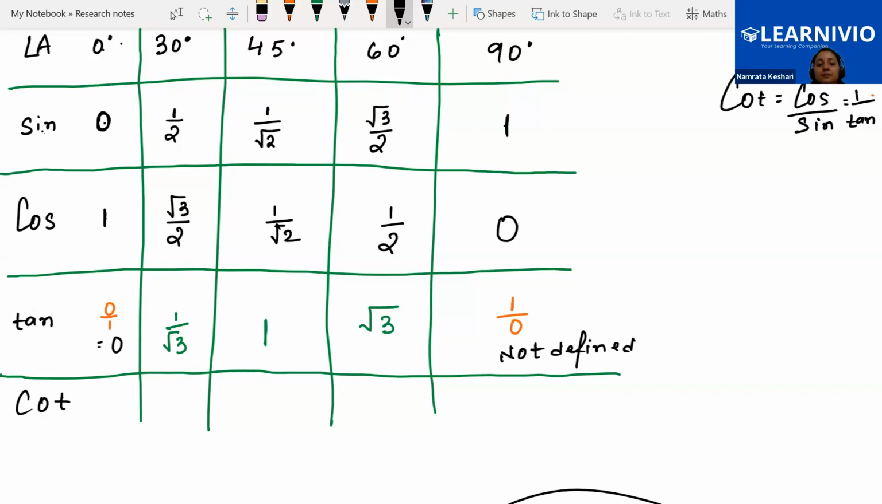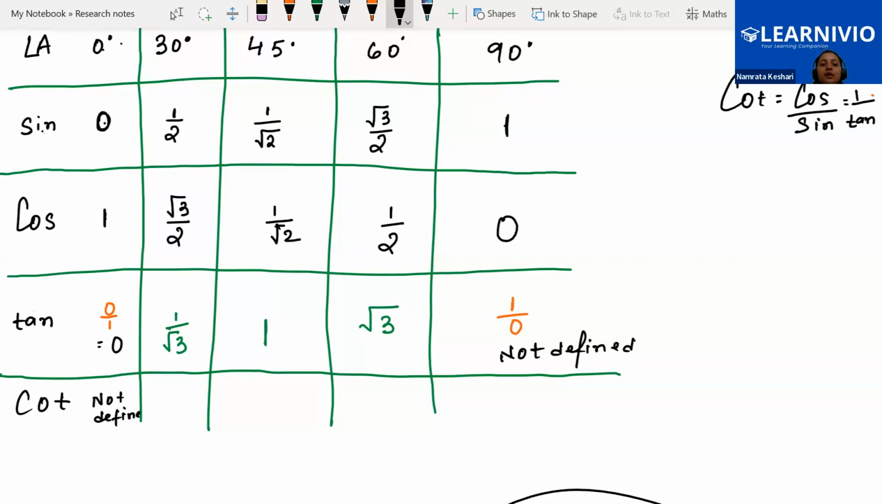And 1 by 0 is, tell me, 1 by 0 is not defined. So this is not defined over here. And for the remaining, we can take the help of tan and directly write. The reciprocal of tan is cot. Okay, just the reverse of tan. Just like fractions, you have to change numerator to denominator, denominator to numerator. That will be cot.